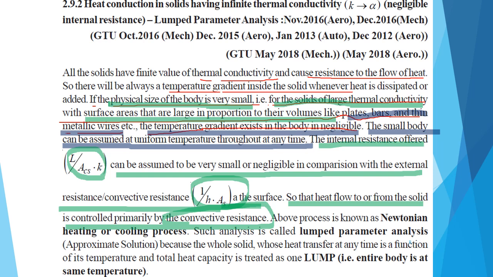So when we are talking about this kind of case, the convection resistance offered is controlling the heat flow, and this process is known as a Newtonian heating or cooling process, because we are talking about convection heat transfer, and the governing law for convection heat transfer is Newton's law of cooling. So here it is mentioned Newtonian heating or Newtonian cooling process, and such analysis is called lump parameter analysis.